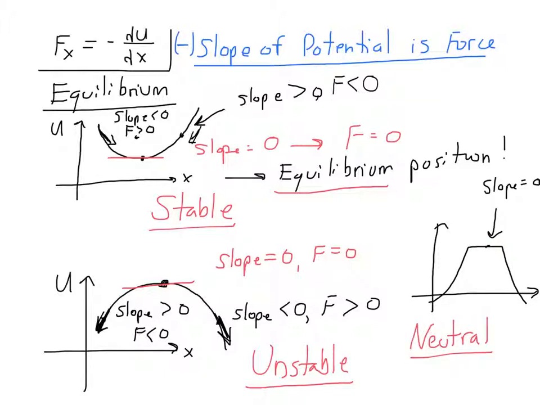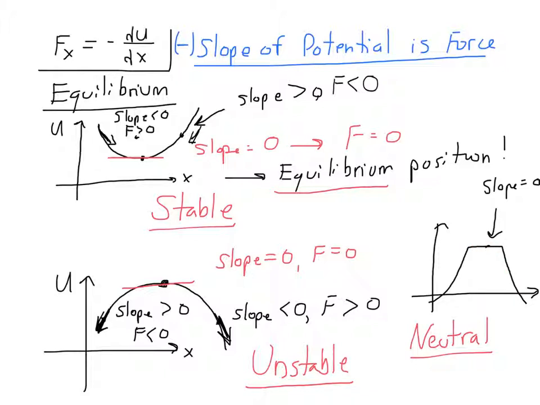So the particle, if it's moved a little bit, doesn't feel any desire to go back to the original position or any desire to go further away until it gets very far away, and then in this case it feels a desire to go away. But right here we have a neutral equilibrium.